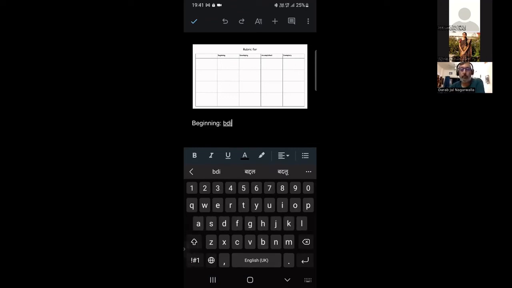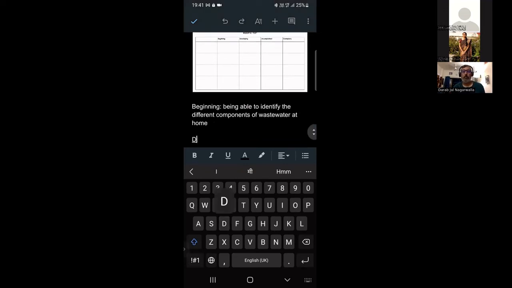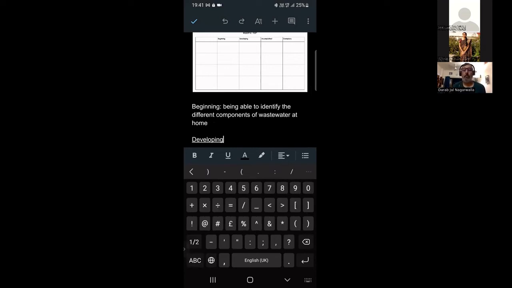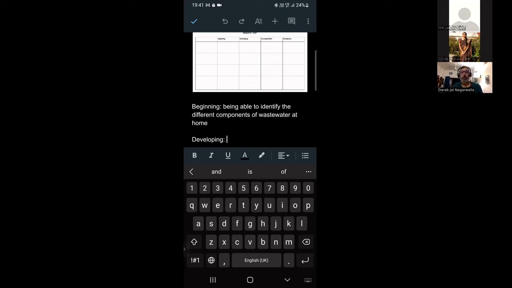Beginning would be being able to identify the different components of wastewater at home. Then developing would be what happens at a city or industry. Then we can go for classification of the waste, the components. Okay.